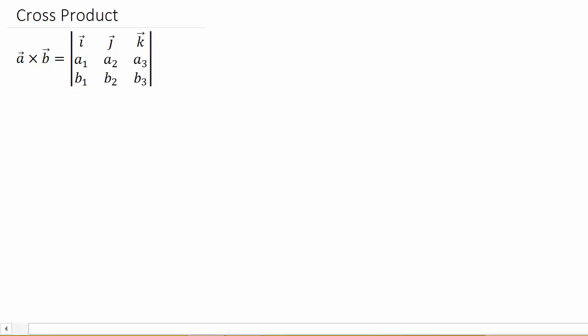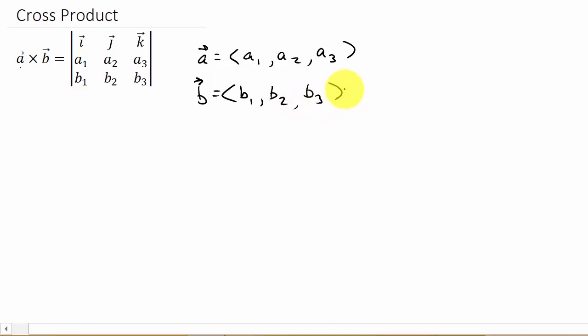Alright, so in this video we're going to look at finding the cross product of two vectors. If we want to find the cross product of vectors A and B, all it is equal to is the determinant, where vector A would equal A1, A2, A3, and vector B would equal B1, B2, and B3.